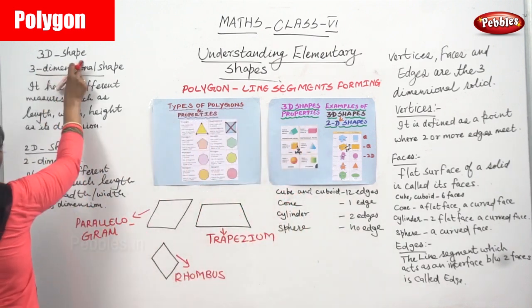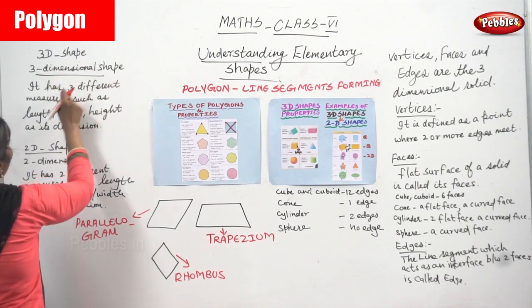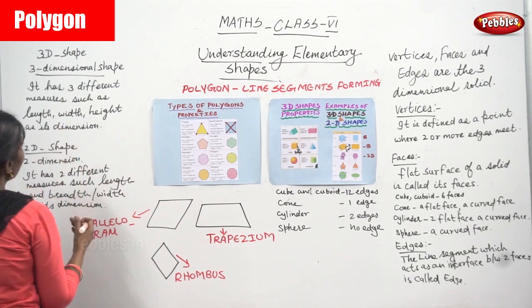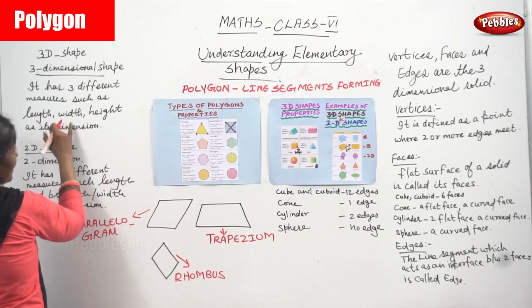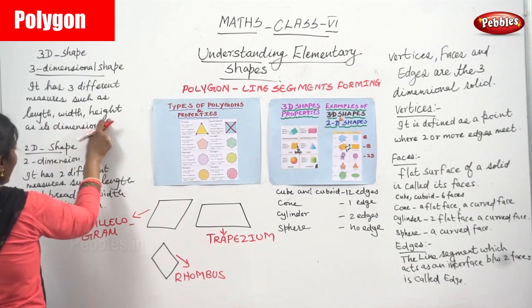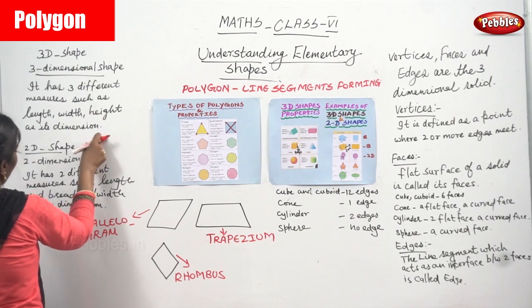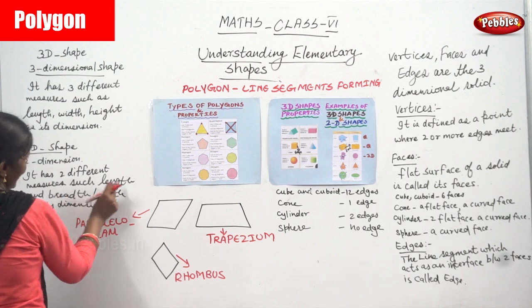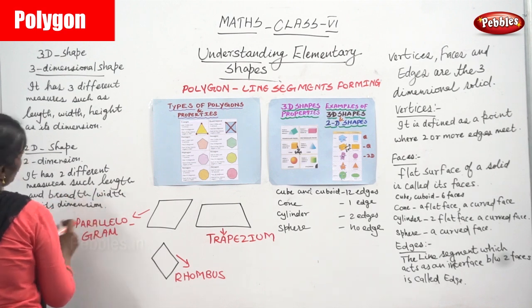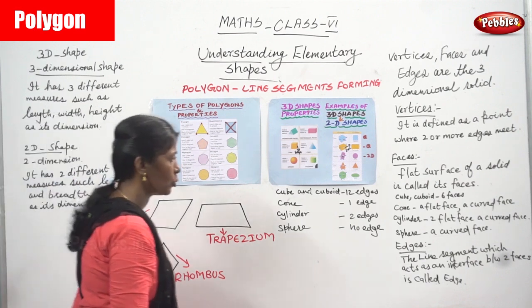3D means three-dimensional shape. A three-dimensional shape has 3 different measures, such as length, width, which is breadth, and height. That is what we call a 3-dimensional shape. And a 2D shape is a 2-dimensional shape. It has 2 different measures, length and breadth only, except height. That is what we call a 2-dimensional shape.